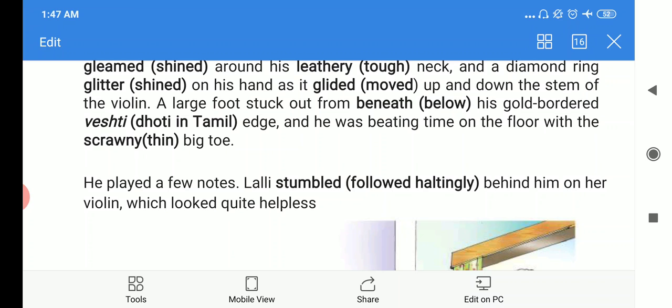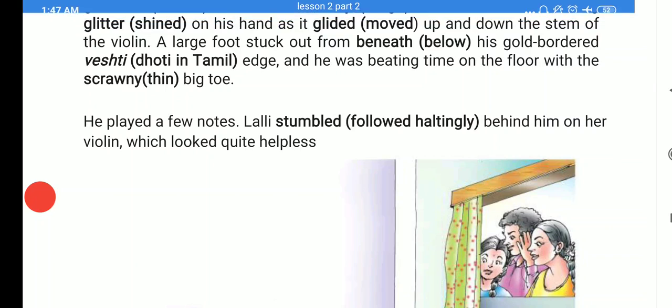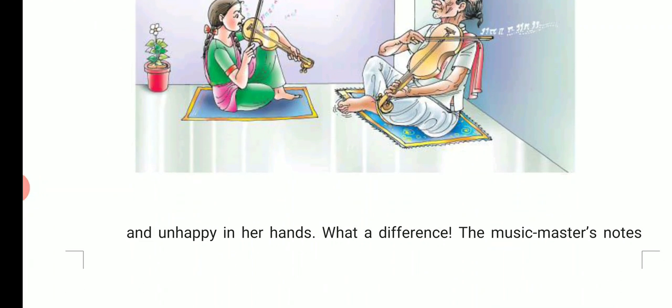Lali stumbled behind him on her violin, which looked quite helpless. So what happened? Lali was following all the notes, but haltingly, not smoothly, because she was learning. She was following the notes haltingly and was helpless because she didn't know how to manage things. She was unhappy in her hand and not willing to learn the violin, but it was the music master's and her parents' will that she has to learn. So she was learning the violin.